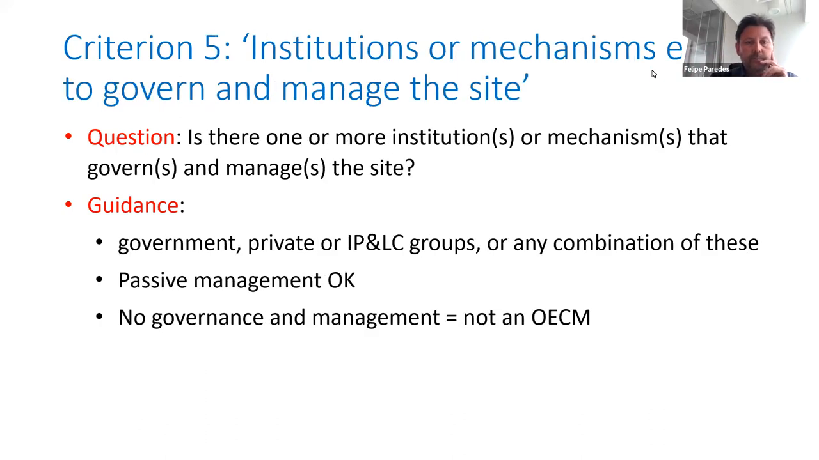Next one, please. Criterion five, institutions or mechanisms exist to govern and manage the site. This is, again, very case by case, and different countries have different mechanisms of management and governance for different sites. So here is the local perspective to the tool: government, private, or IPLC groups, or any combination of these. You have to identify these.